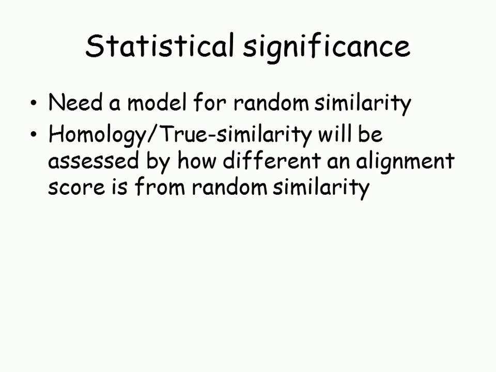All right. To find the statistical significance of any event in general, we need a model for random similarity. So we need to build a model for things happening by chance. And then we will assess a similarity, a given score, based on how different it is from a score that is generated randomly.